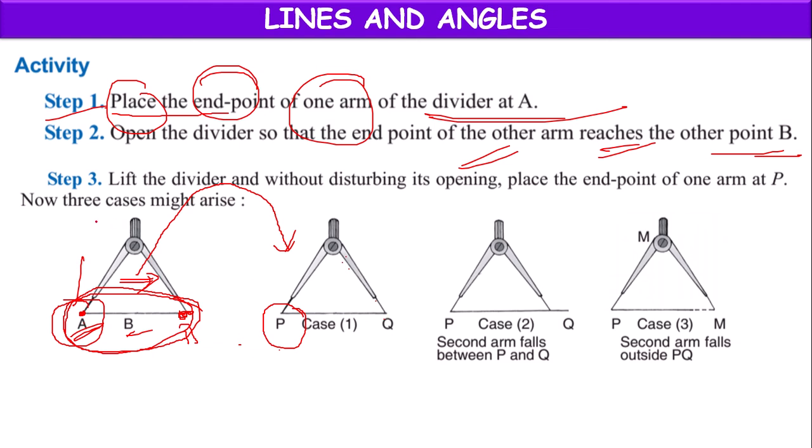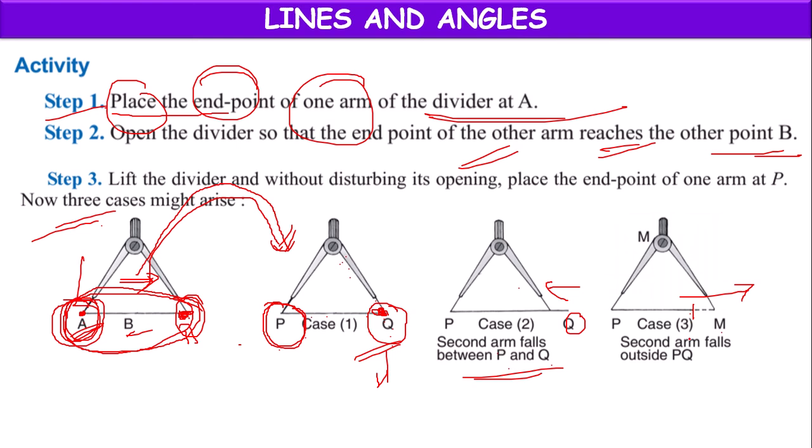Here three cases may arise. The left side end point was previously at A, now we are keeping it at P. The right side end point was previously at B, but now when we lift the divider and place it on line segment PQ, the other end point may land at point Q, or it may land before point Q, or it may land after point Q. That is, the second end point falls exactly on Q, falls between P and Q in the interior of PQ, or falls beyond PQ, in the exterior of PQ. These three cases may arise.